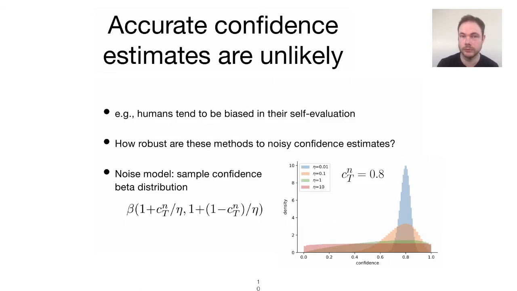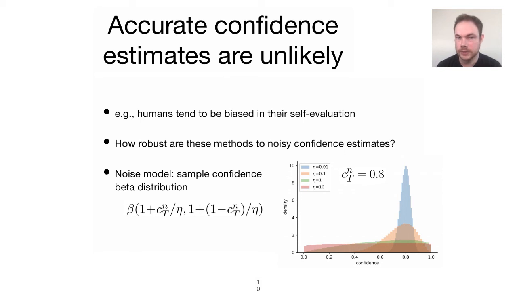Humans, for example, have been shown to be biased in their self-evaluation, which implies that human experts might over or underestimate their confidence. So we looked at how noise in the confidence estimates affects performance. Our noise model samples, for an expert with true confidence C, a noisy confidence T from a beta distribution parameterized by C and T and a noise level eta. The plot on the right illustrates the confidence distributions for a true confidence of 0.8. As we increase the noise level, the distribution approaches a uniform distribution. This means that at high noise levels, the confidence is unrelated to the actual performance.